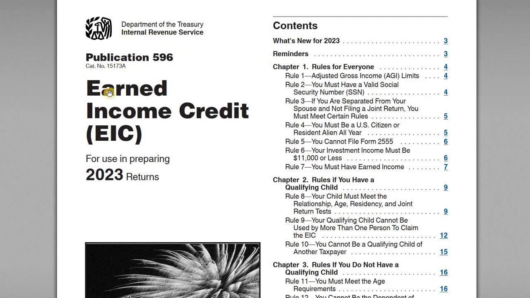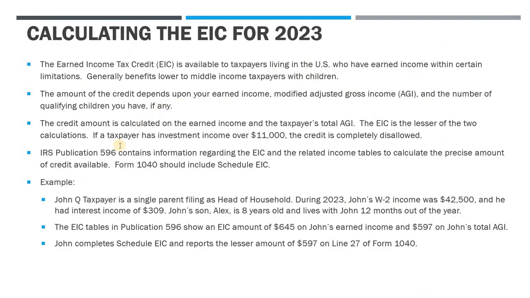We also have Publication 596 for the earned income credit. This is important because we'll need this publication to reference the tables to figure out how much of the credit we can actually claim. And then I've got one slide here covering some background on the EIC and then details on the fact pattern itself.